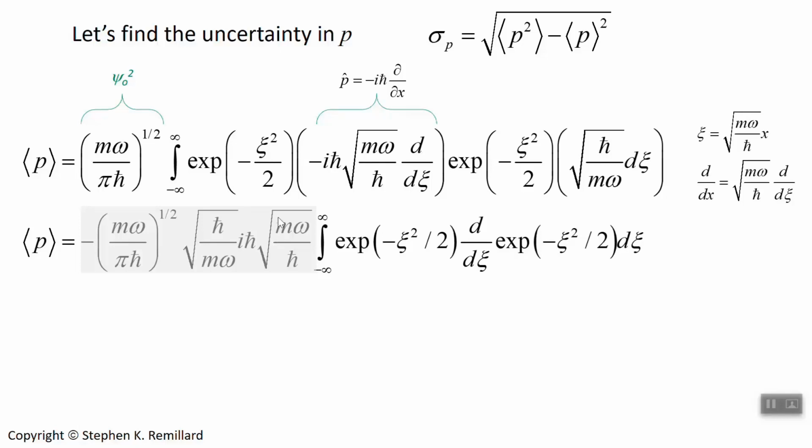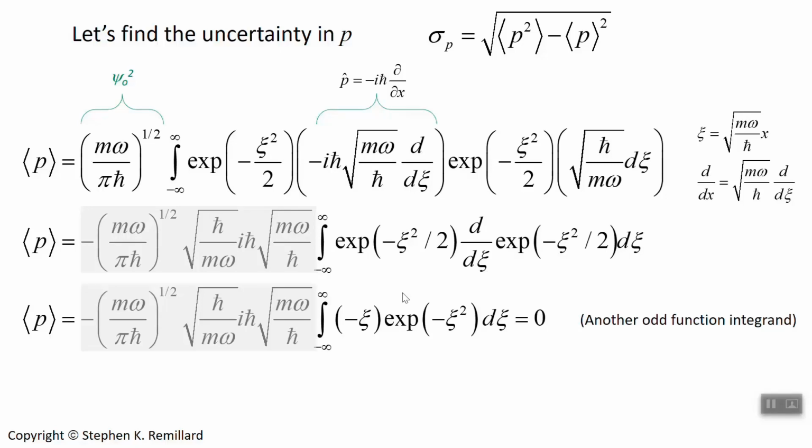I'll bring all the constant stuff out front, and I'm left with the integral of, okay, I've got to take one more derivative. So take one more derivative, and you have the integral of minus i e to the minus xi squared. And again, that's an odd function. So when you integrate an odd function, you get 0. The expectation value of momentum is 0.